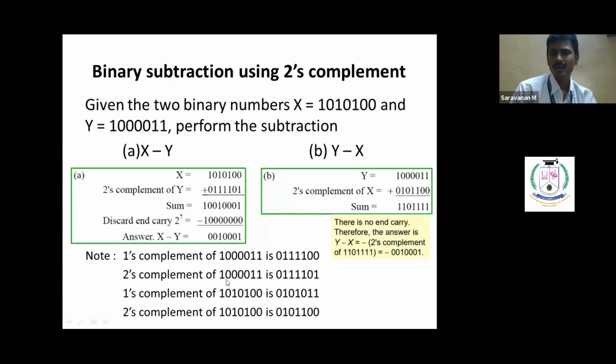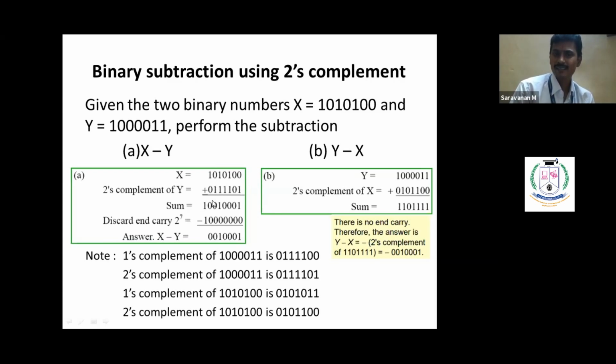So the 2's complement of 1000011 will be this one, which is 0111101. Now with this, perform your binary addition. So binary addition we know. So 0 plus 1 is 1, 0 plus 0 is 0. 1 plus 1 is 0 here, carry 1 here. Again 1 plus 0 plus 1 is 10, so 0 here, carry 1. Adding 1 and 1 is 11, so we get 1 here, 1 here. Then 1 plus 1 is 0 here, carry 1 here. 1 plus 1 is 0 here, carry 1 here.